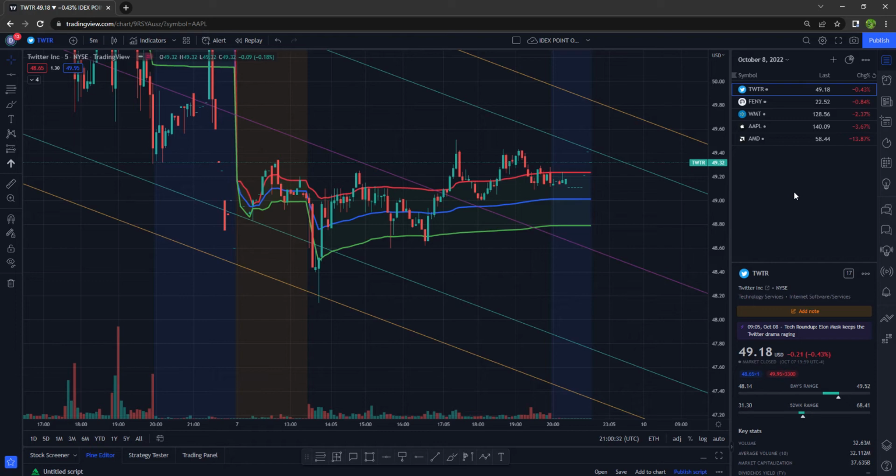The first stock is Twtr. I haven't talked about this one in quite some time. It ended the week at $49.18. It is down nearly 0.5%. If we were to make it to 2 standard deviations, that would take us to roughly $49.42. To the north side of that at 3 standard deviations, that is roughly $49.84.